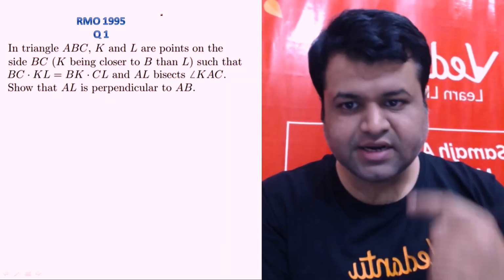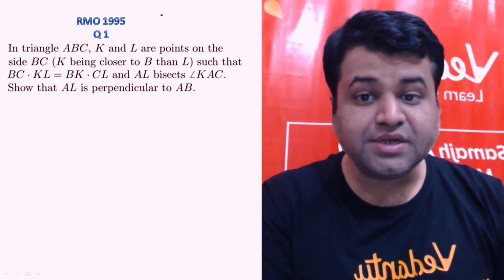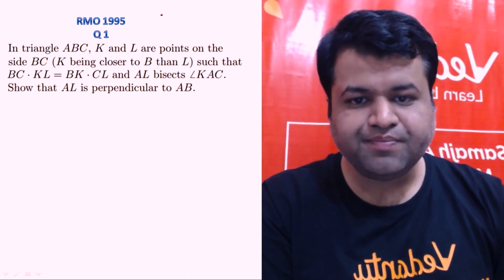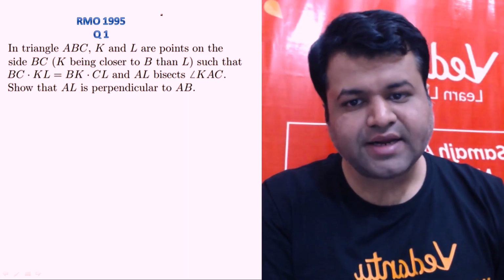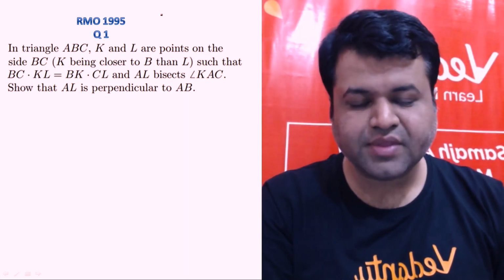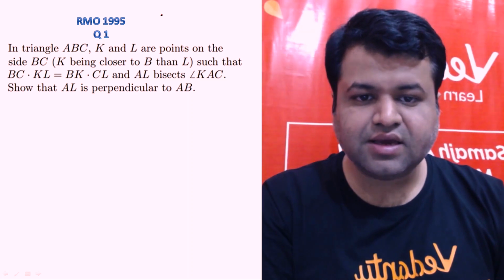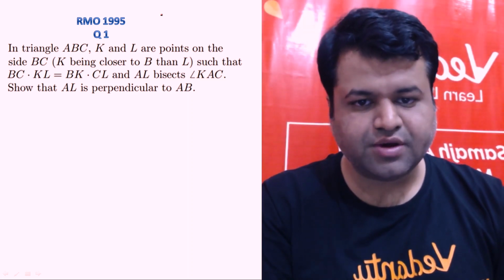The question states that in a triangle ABC, K and L are points on the side BC, K being closer to B than L, okay, such that BC into KL is equal to BK times CL, that is BK into CL, and AL bisects angle KAC, right? We need to prove that AL is perpendicular to AB, right?